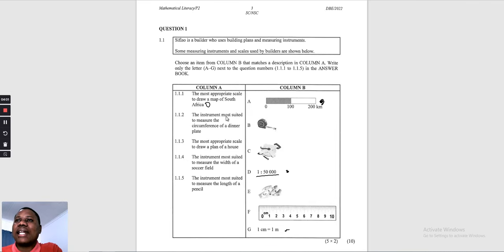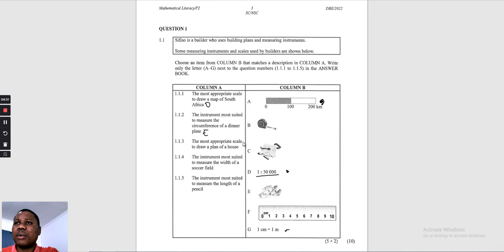Then they said the instrument. If they talk about the instrument, we must look at these 1, 2, 3, 4. They are the instrument most suited to measure the circumference of a dinner plate. You can't use this one to measure the diameter of the plate, but you can use this one as well because this one talks about the meters. So definitely the answer here is going to be number E. You can use this tape.